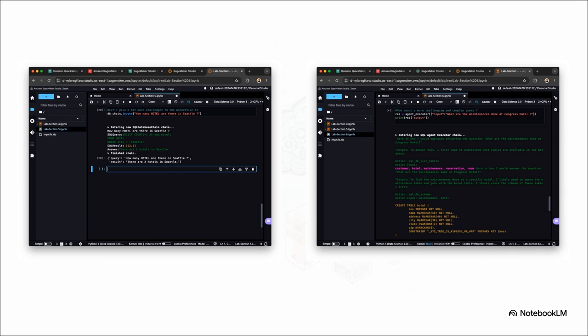Easy enough, right? But then, imagine asking a complex relational query, something like, what are the maintenances done at Congress Hotel? This is so much harder. The AI has to figure out that it needs to look at a maintenance table, realize it needs to join that with the hotel table using a common ID, and then filter by the name Congress Hotel. And it does it flawlessly, writing a complex multi-table SQL query just from our simple conversational question.